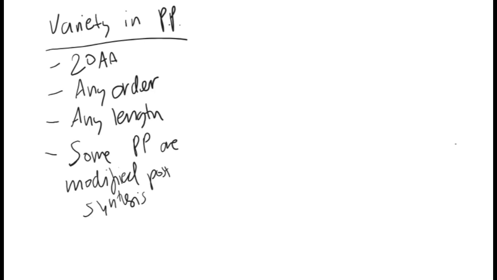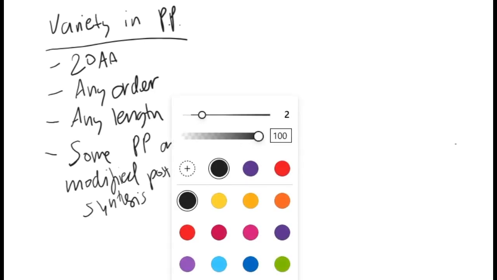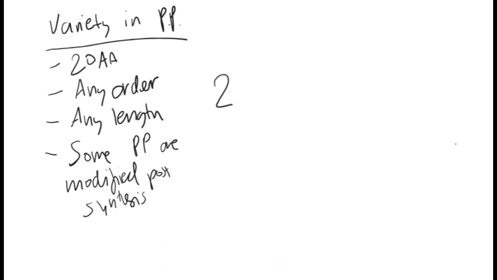They can be arranged in any order, they can be any length, and also some polypeptides are modified after synthesis, adding another layer of variation. We don't really need to know about the modification process in this topic, but it's important to know what happens. Now, one way to work out the number of possibilities is this little equation. You don't always need to use it. I don't think you ever really need to use it, but it helps for your understanding.